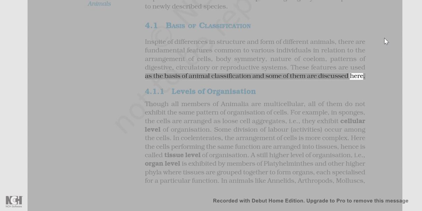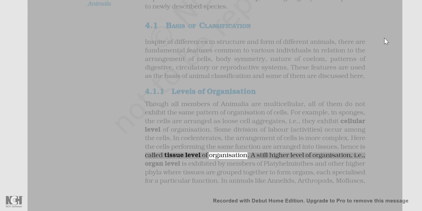4.1.1 Levels of organization. Though all members of Animalia are multicellular, all of them do not exhibit the same pattern of organization of cells. For example, in sponges, the cells are arranged as loose cell aggregates, i.e., they exhibit cellular level of organization. Some division of labor activities occur among the cells. In coelenterates, the arrangement of cells is more complex. Here the cells performing the same function are arranged into tissues, hence it is called tissue level of organization.